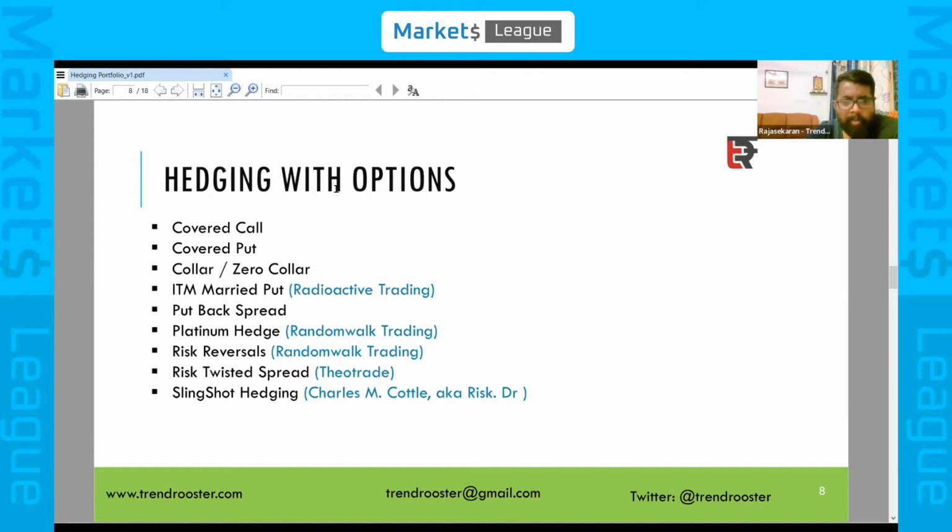Put back spread: people will typically recommend this when there is a panic. They'll sell the at the money put and then buy 2 times or 3 times the puts at OTM, to see what happens if the market moves or not. Platinum hedge: there is a community called Random Walk Trading. They typically advise this kind of platinum hedge, which is nothing but a bearish butterfly, a kind of 2x or 3x concept.